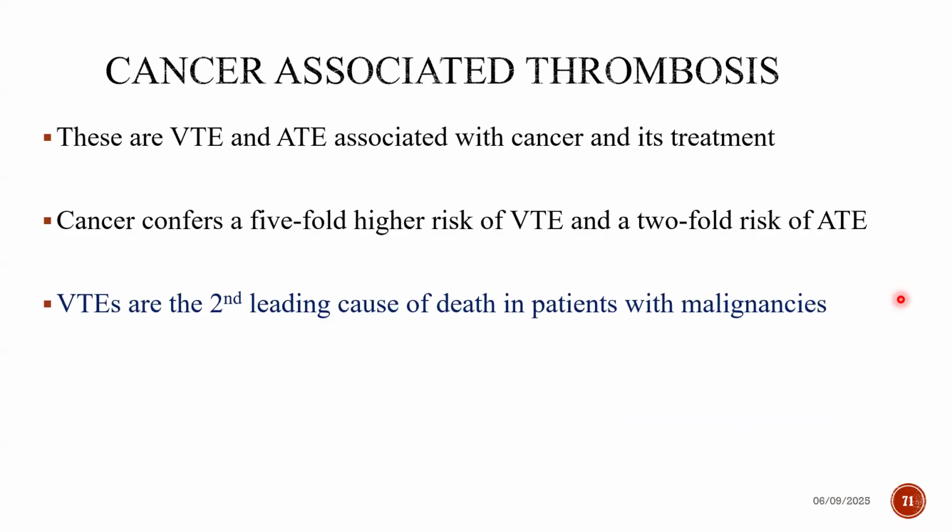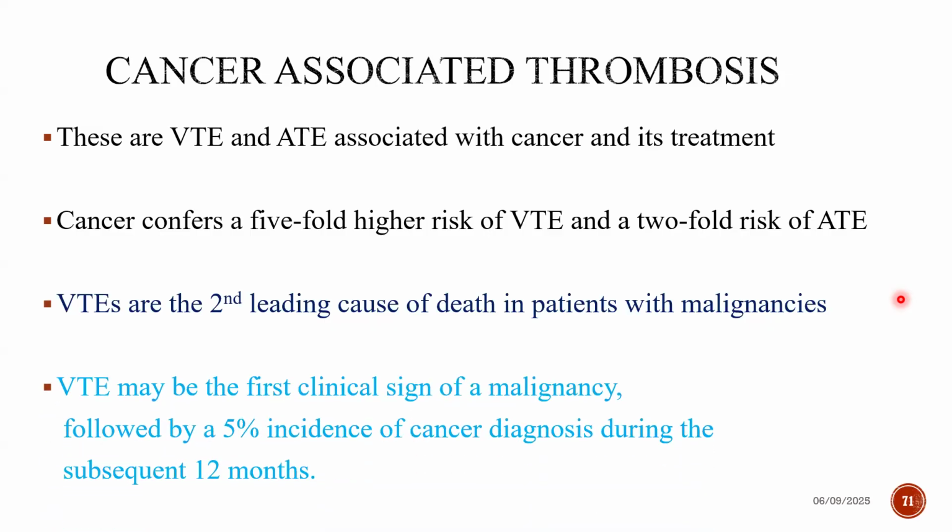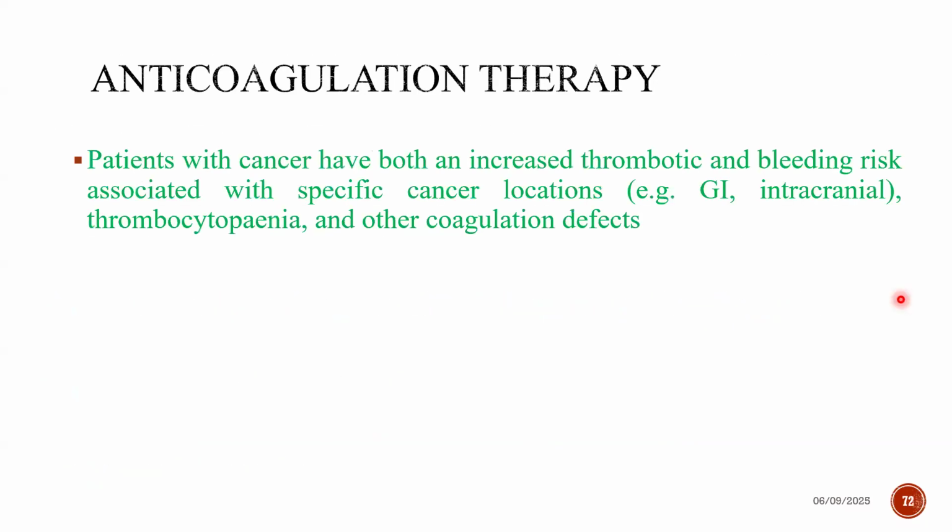VTE is the second leading cause of death in patients with malignancies, and it actually may be the first clinical sign of a malignancy. It is followed by a 5-year incidence of diagnosing malignancy during the subsequent 12 months. So usually when a patient presents with VTE with no obvious cause, we should always think of malignancy as a possible cause and screen for it based on the patient's age and gender.